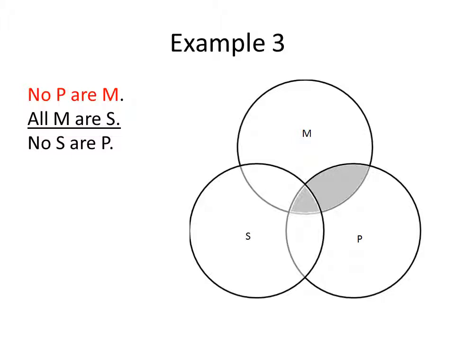Okay, good. So let's move on to our second premise. All M are S. This tells us that all the things that are M are things that are S. So what we want to do is shade in such a way to show that there's nothing that's M but not S. So which part of the M circle doesn't overlap the S circle, if any?